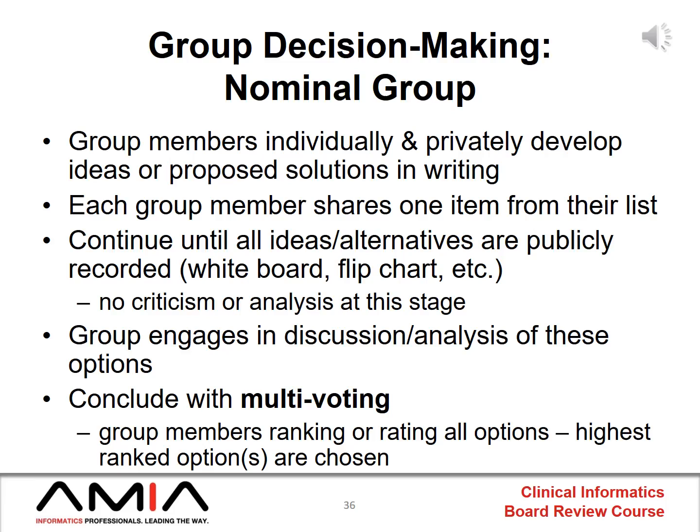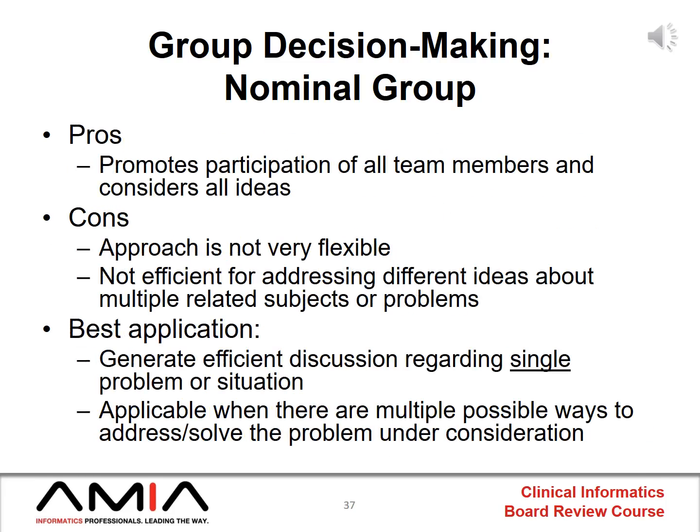The group would then engage in discussion or analysis of all of the options on the table, and then conclude with what is known as multi-voting, where the group members rank or rate each one of the options, and the highest ranked option among all of the team members is chosen. The advantages of the nominal group method are that it promotes participation of all of the team members, considers all of the ideas, and has steps which actively prohibit groupthink.